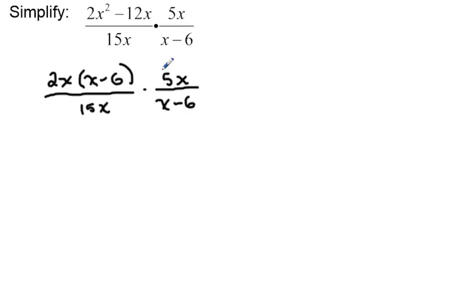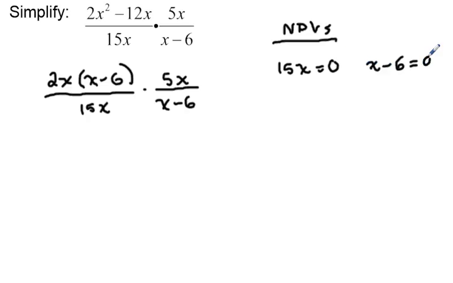Now before I go any further, what I'd like to do again is examine both denominators, because I need to state non-permissible values anytime I'm asked to simplify. If I don't find my non-permissible values, I can't state that my end result will be equivalent to my original. Because remember, we need to retain non-permissible values when simplifying rational expressions. So finding my non-permissible values here, I find that x is equal to 0 or x is equal to 6. So I need to state those at the end once I have this fully simplified.